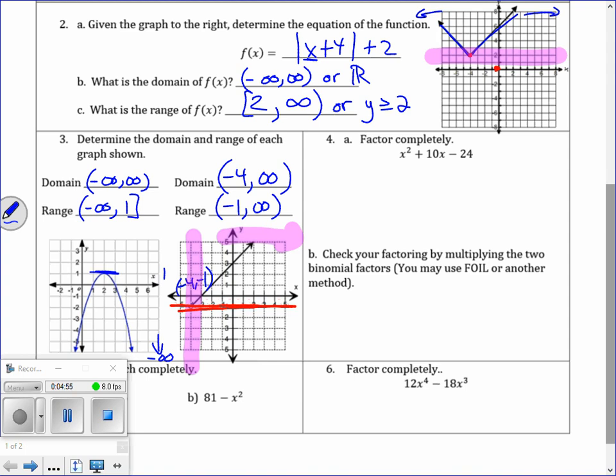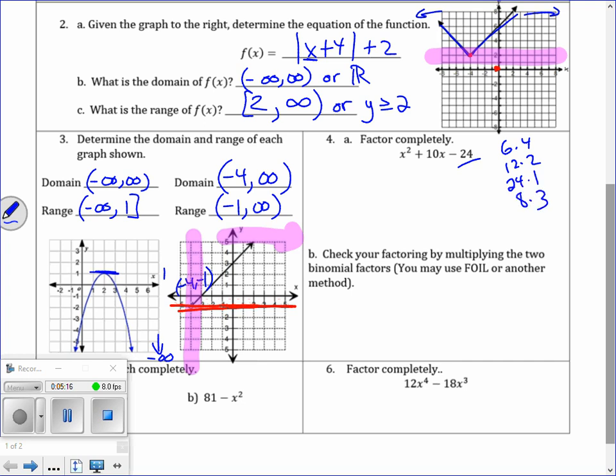All right, number 4. Number 4, I'm trying to factor. So I need to think, this is a very simple one. Notice there's nothing but a 1 right here. And so it's a very simple problem to factor. I have to think things that multiply to 24, this number on the end. So I need 6 times 4, 12 times 2, 24 times 1, and 8 times 3.